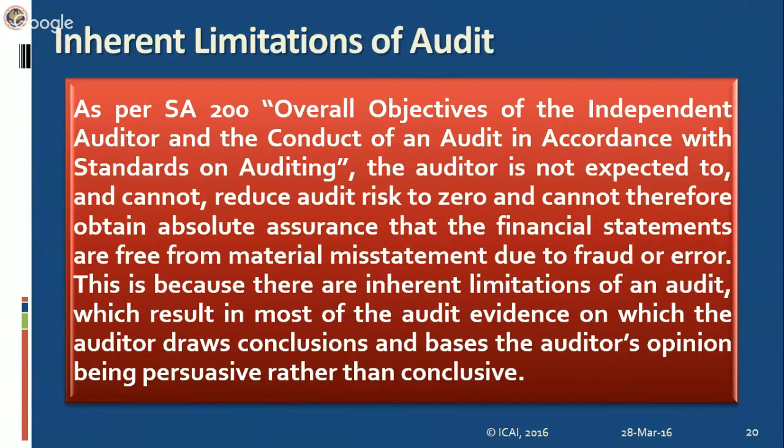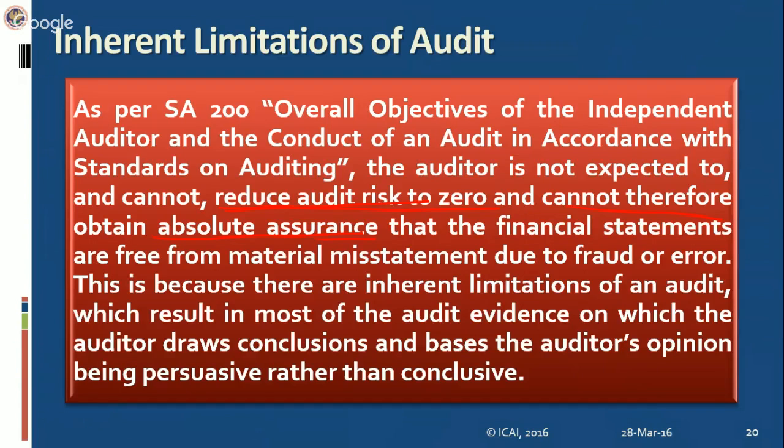Yes, inherent limitations of audit. As per SA 200, overall objectives of the independent auditor and conduct of an audit in accordance with standards of auditing. Auditor is not expected to and cannot reduce audit risk to zero. Basically, this is the thing. Auditor cannot reduce audit risk to zero level, and therefore he cannot obtain absolute assurance. He can obtain only reasonable assurance. So this is the idea behind. This is the basic principle, students, behind the inherent limitations of audit.